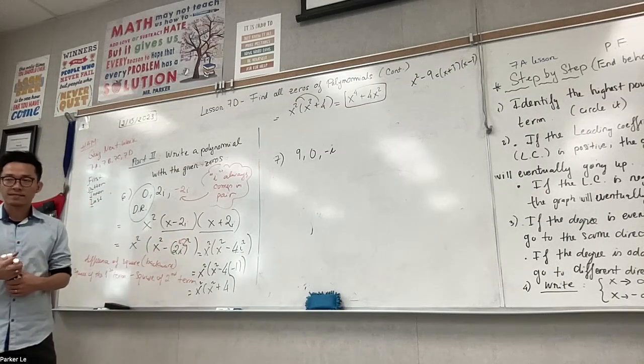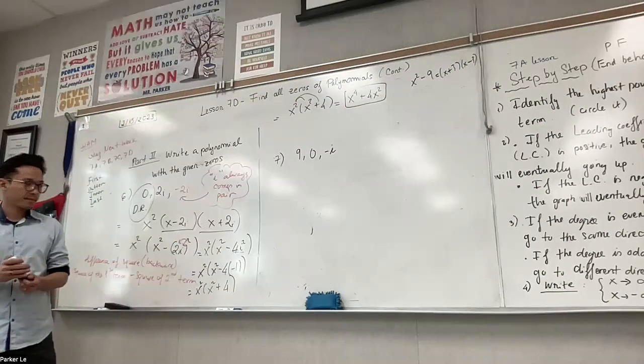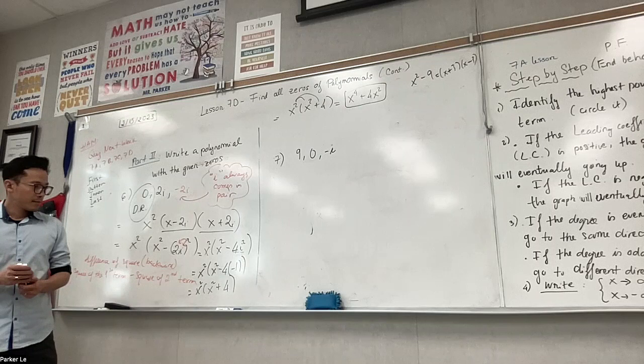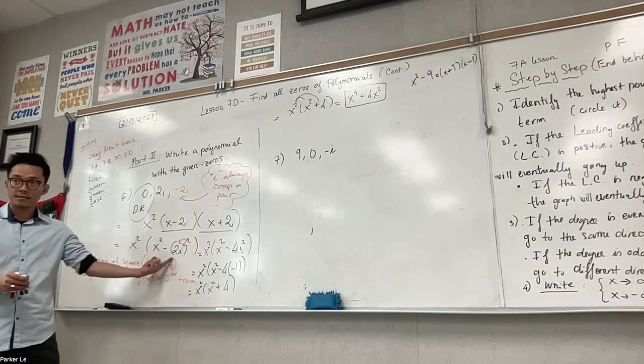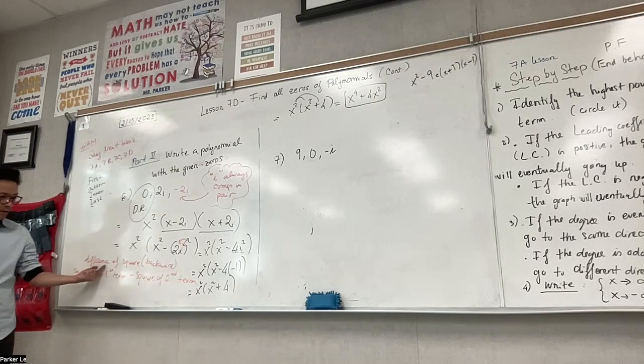So okay, you go from negative 2i and then plus 2i. How did you get that? Right here. This is the difference of squares backward.